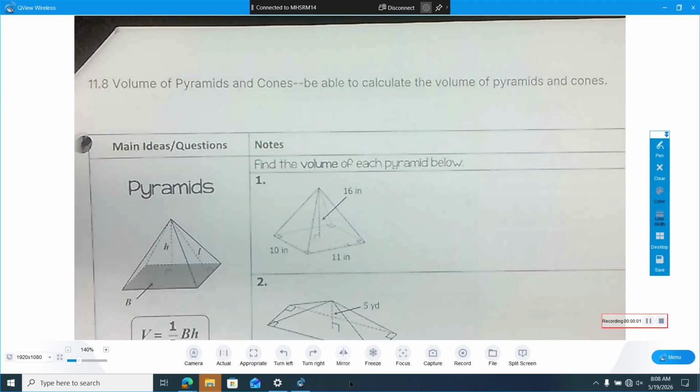We are on section 11.8. This is volumes of pyramids and cones.